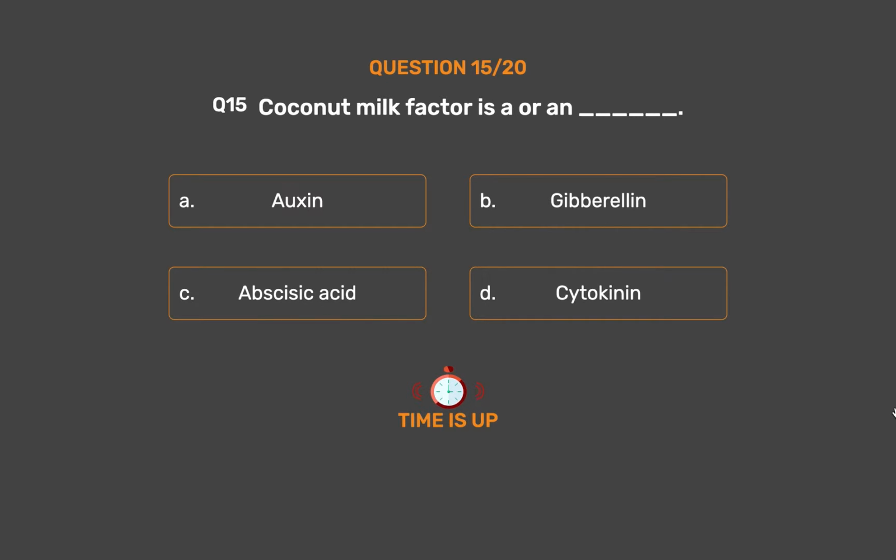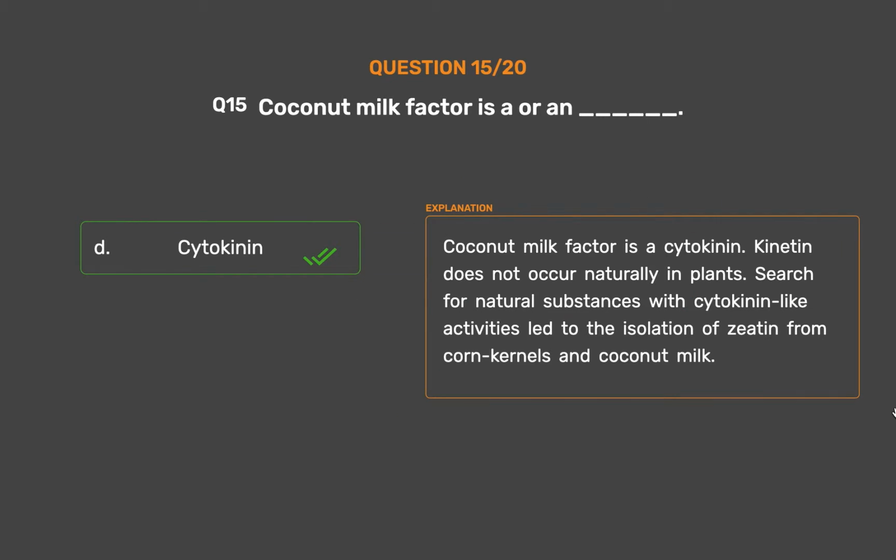The correct answer is Option D. Cytokinin. Coconut milk factor is a cytokinin. Kinetin does not occur naturally in plants. Search for natural substances with cytokinin-like activities led to the isolation of zeatin from corn kernels and coconut milk.